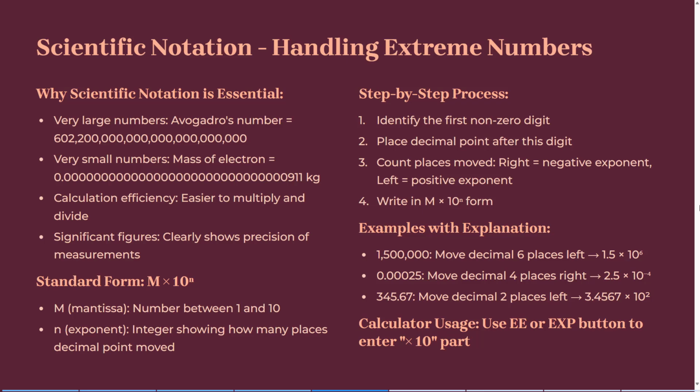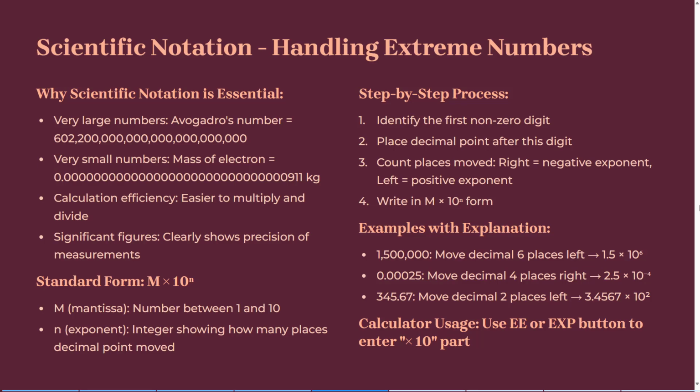For small numbers like 0.00025, move the decimal point to the right until you get 2.5. You moved 4 places right, so it becomes 2.5 times 10 to the power negative 4. The negative exponent tells you it's a small number.